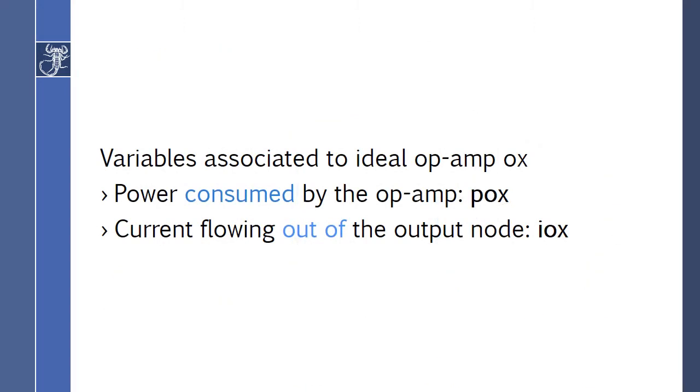Symbulator provides us with two answers associated with an ideal op-amp. The first is the power consumed by the op-amp, stored in a variable P and the name of the op-amp. The second is the current flowing out of the output node, that's stored in a variable I and the name of the op-amp.